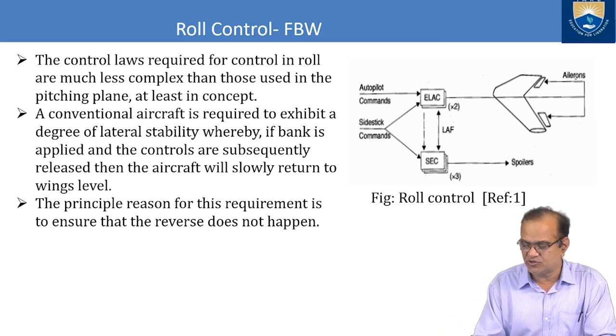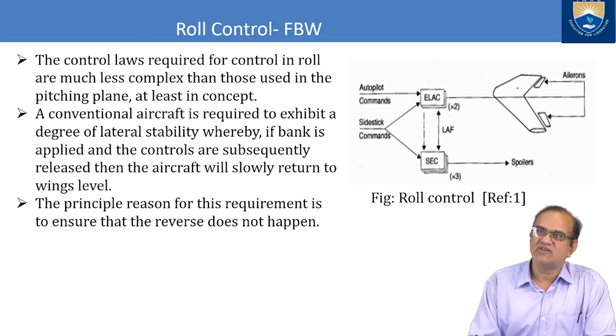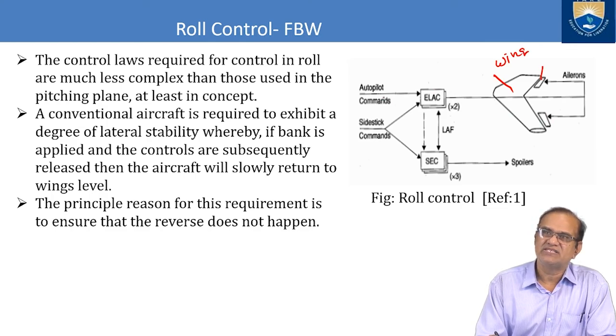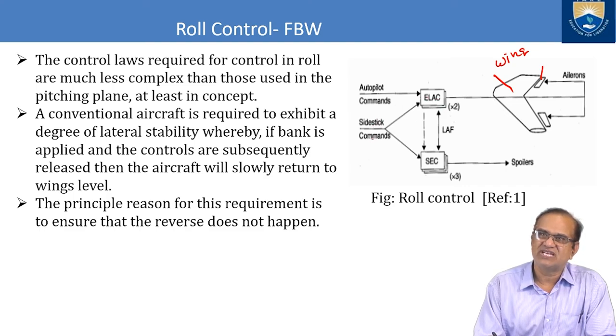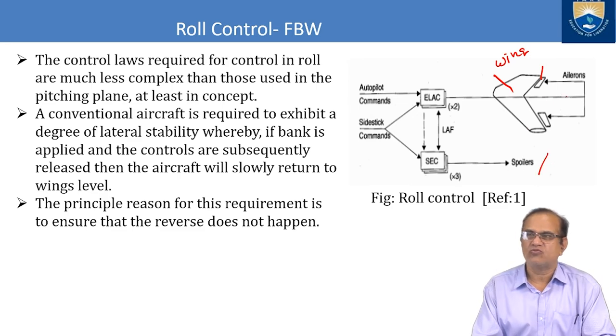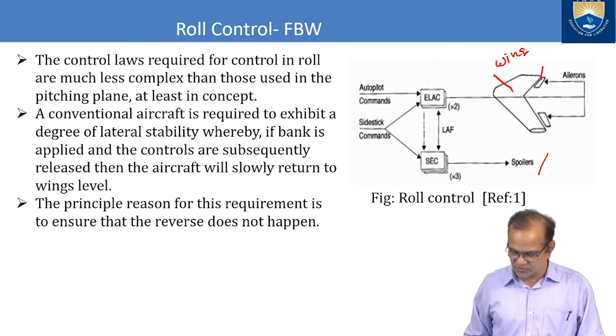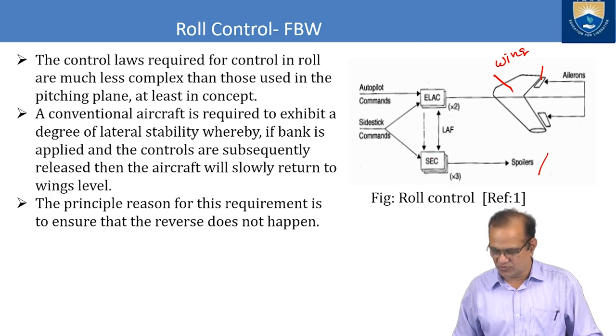And here, this you can see in this diagram, these are the wings, and these are the ailerons, left and right. Here is the autopilot command, it goes to ELAC, then the side stick command will go to SEC, and it will go to the spoilers. One goes to the spoilers, another goes to the ailerons. So that is why it is called SEC. Okay, so spoiler and aileron control systems.